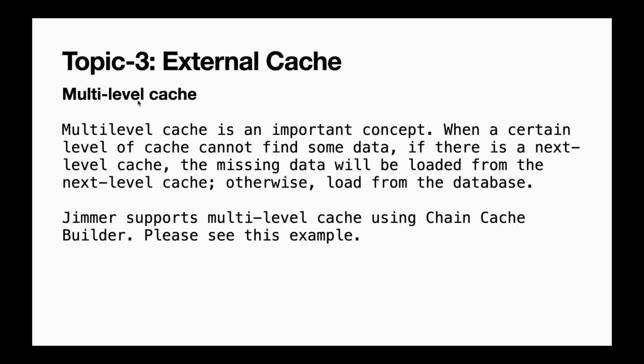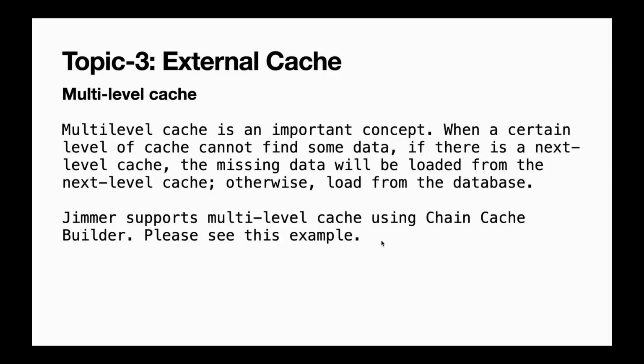Multi-level cache. Multi-level cache is an important concept. When a certain level of cache cannot find some data, if there is a next level cache, the missing data will be loaded from the next level cache, otherwise, load from the database. Jimmer supports multi-level cache using Chain Cache Builder.